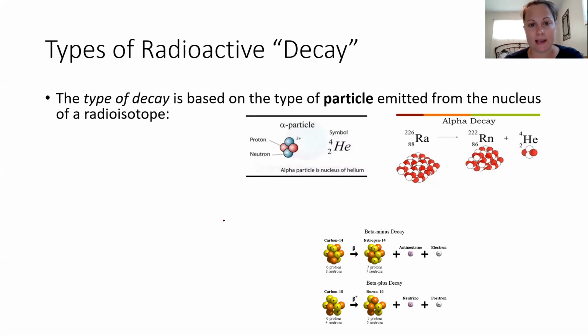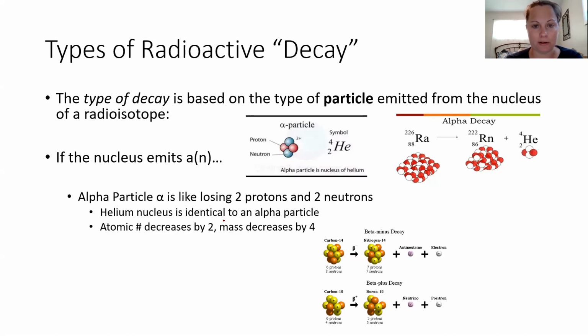The type of decay is defined as the type of particle emitted from the nucleus of a radioisotope. It's sort of like a fingerprint in a way, because certain types of radioactive elements spit out specific types of particles. So for example, if the nucleus of an unstable atom emits an alpha particle, Greek letter alpha, that is like losing 2 protons and 2 neutrons from the nucleus.